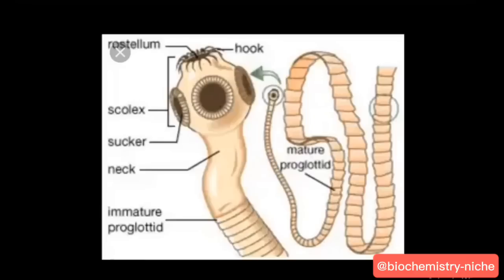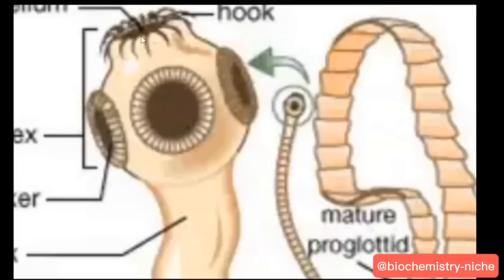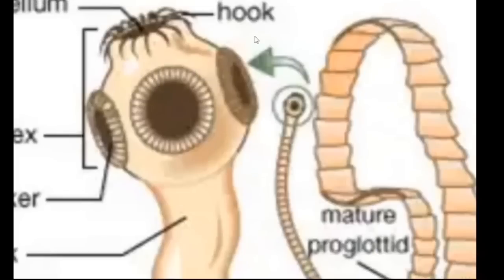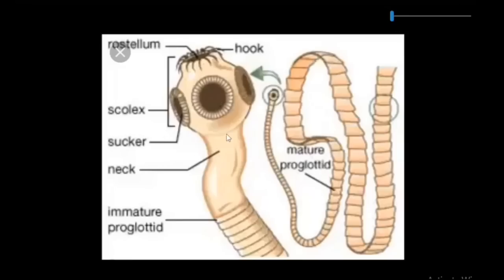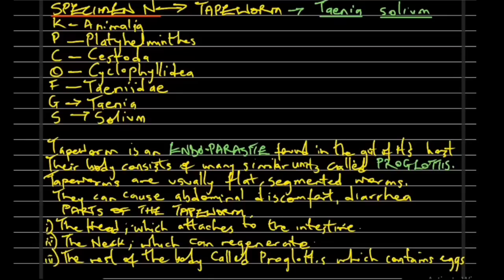Now let's see a picture of the head. You can see it here now. You can see the hook. So it is with these hooks that it attaches itself to the body of its host. So that is how this particular organism operates. So this is the neck here, which can actually regenerate, and here we have the immature proglottis, and then the proglottis continue like that. So that is how it looks. All of these parts here are called suckers. They are also points of attachment on the host. So that is about that for this particular specimen.